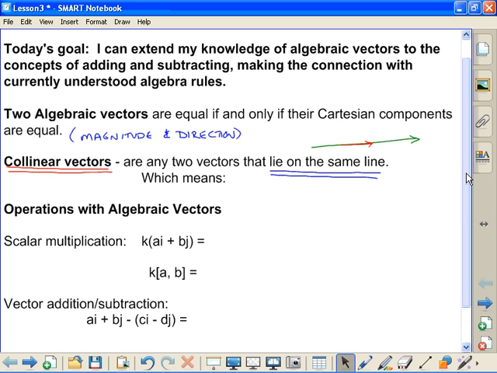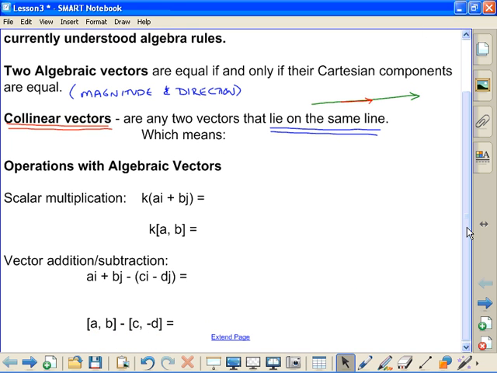Okay, our operations with algebraic vectors. So scalar multiplication. Anytime you see an i and a j, you put a little hat on top, since it's not easy to do with the computer. Scalar multiplication, so this is if it's in the unit vector form. Distributive law, what we taught you in grade 9, still holds true. So it'd be k times a in the i direction plus k times b in the j direction. And if it's just coordinate vector notation, then inside the vector notation it'd be ka and kb.